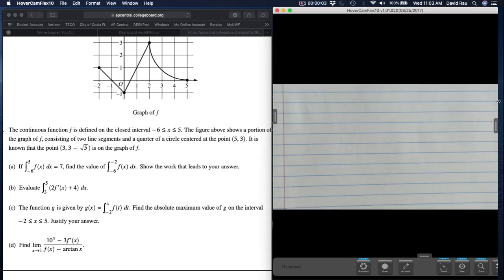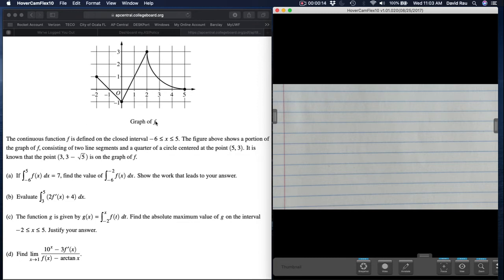All right, so we'll start off with question number 3 from the FRQs. And up above we have a graph of f, and they tell us that f is a continuous function on the interval -6 to 5. And the given figure shows a portion of this graph.